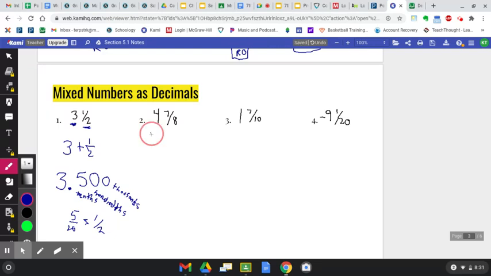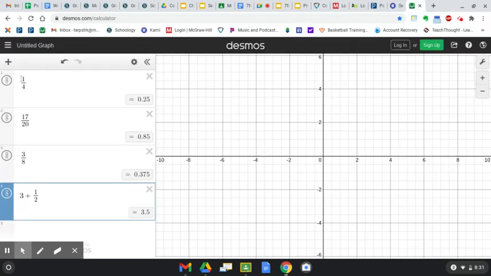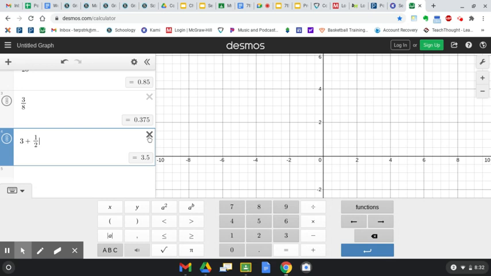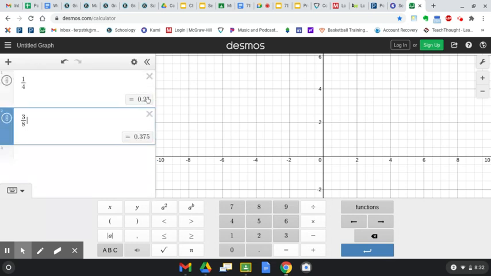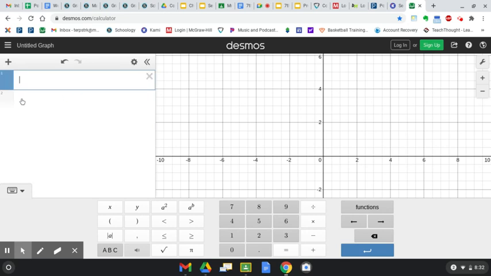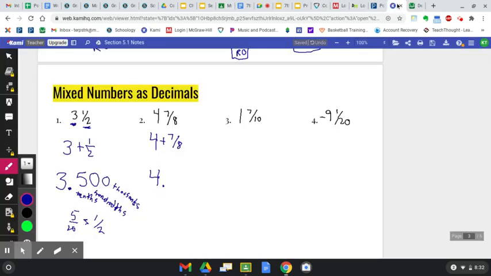So here we have 4 plus 7/8, right? So I know that my answer is going to be 4 plus this 7 out of 8, which is less than 1. So I could do the longhand method, or I can come over here. Let me clear some of these out. I know that the 4 is the whole. If I just type in 7 out of 8, I get 0.875. So here, this would be 4.875.